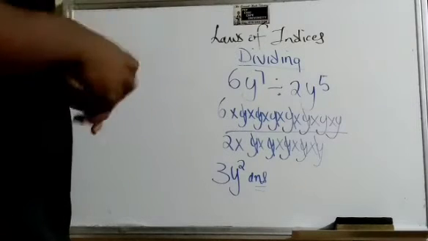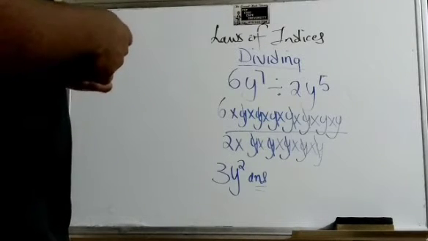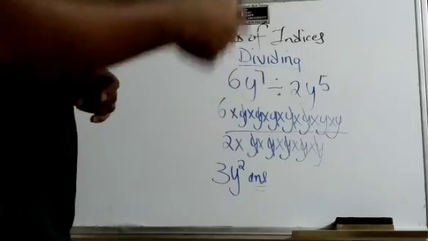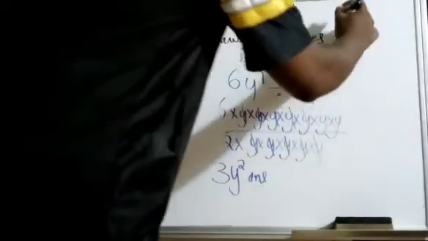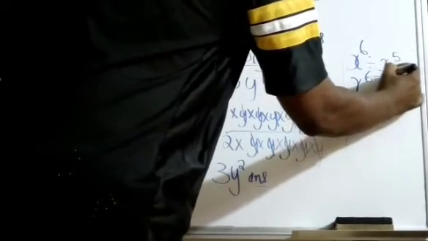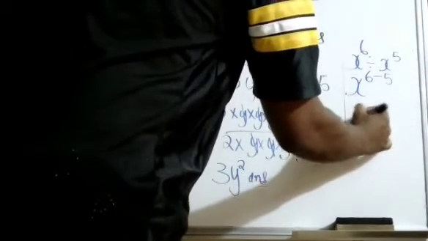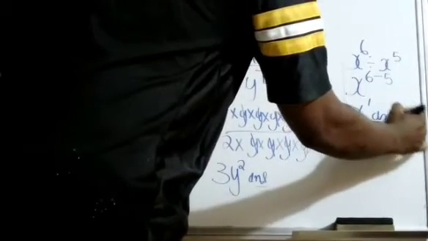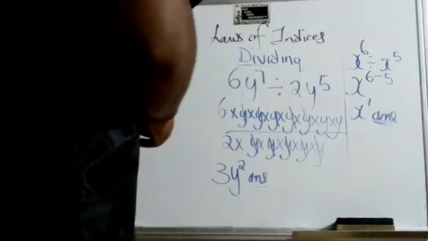So guys, I'm sure you realize that when we are dividing, it's like we are subtracting. So let's look at this. If we have x to the 6 divided by x to the 5th, we can simply use the mathematics. So it's x to the 6 minus 5, which is equal to x to the 1. And that would be your answer.